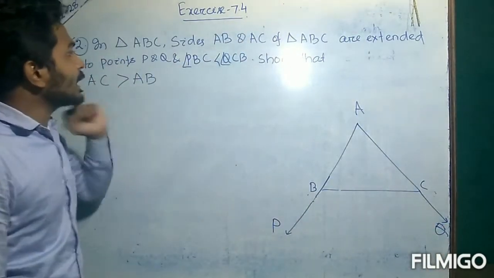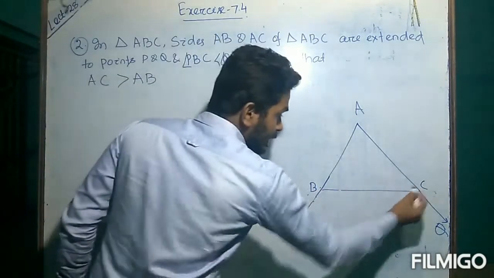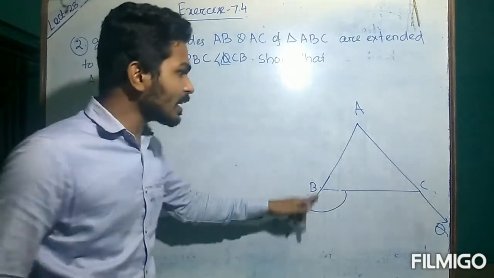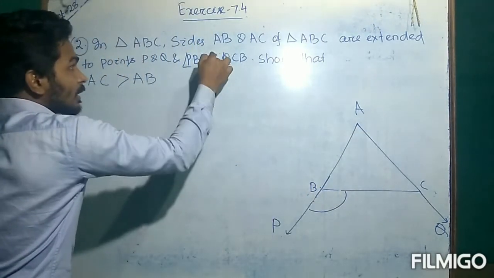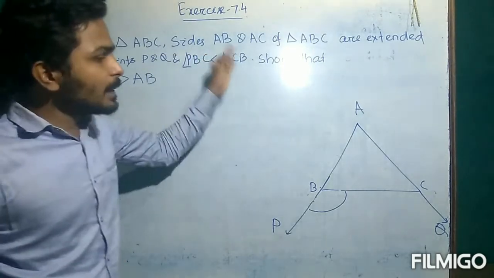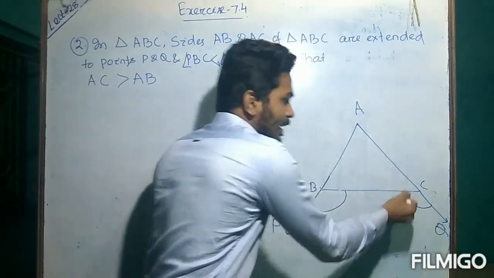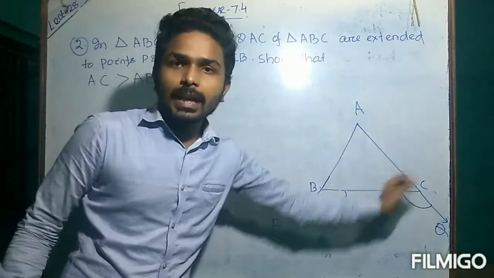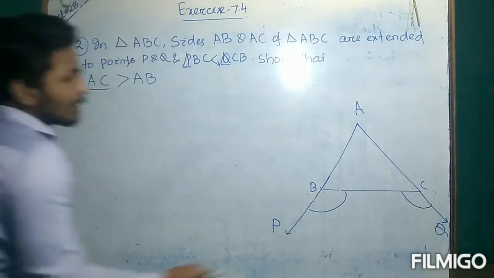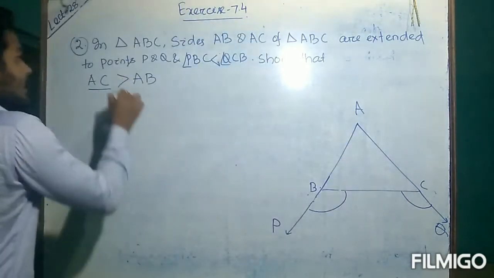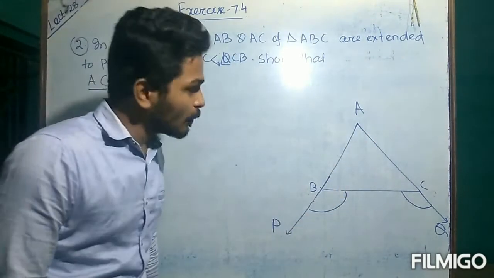Understood? And angle PBC, which angle? PBC, that means this angle. So this is the exterior angle of the triangle ABC, which is less than, this is the symbol of less than, angle QCB. So this is also an exterior angle of the triangle ABC. This is given. Now from this data we have to prove that AC side, this side, is greater than AB side, this side. We have to prove this.